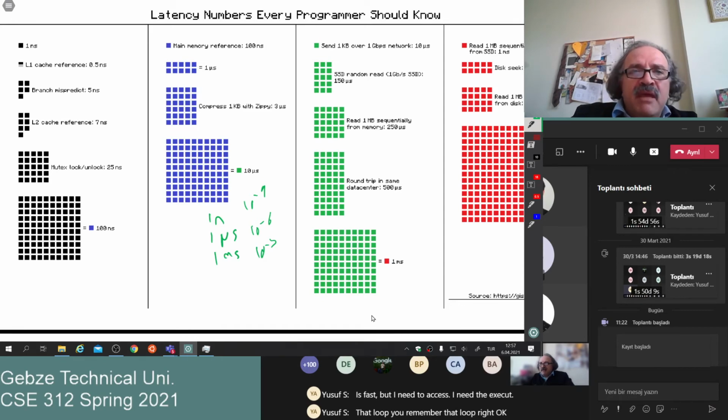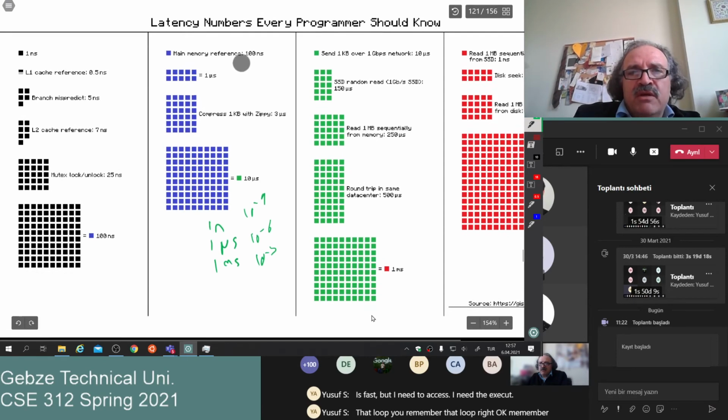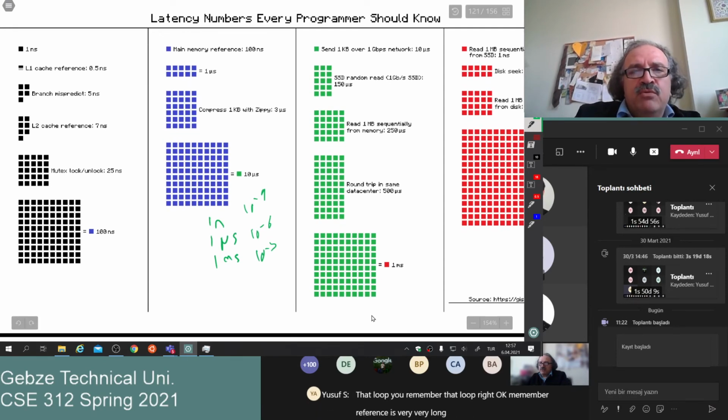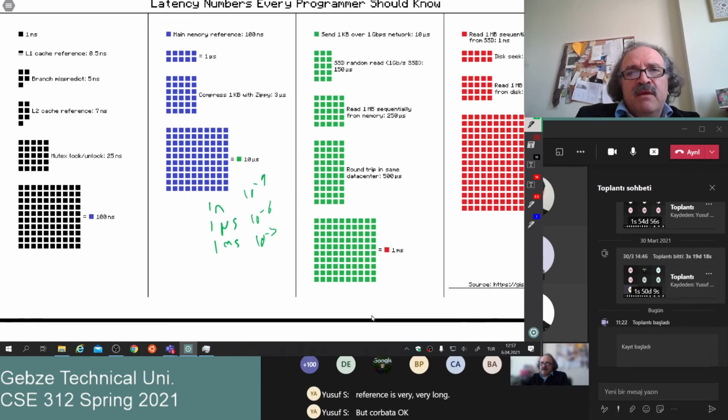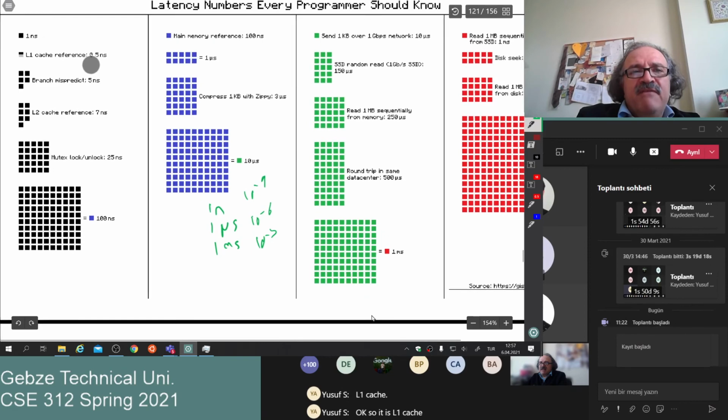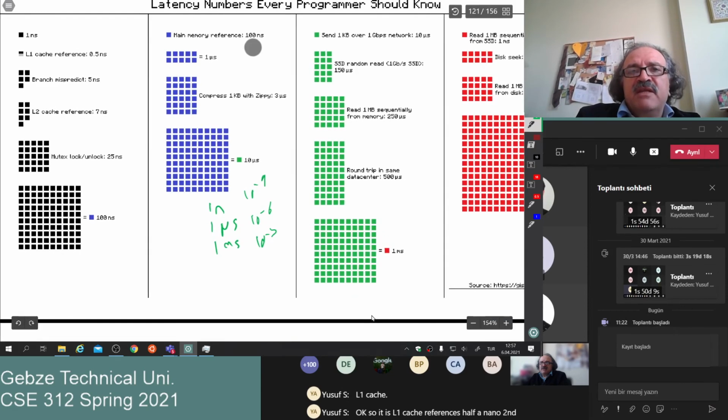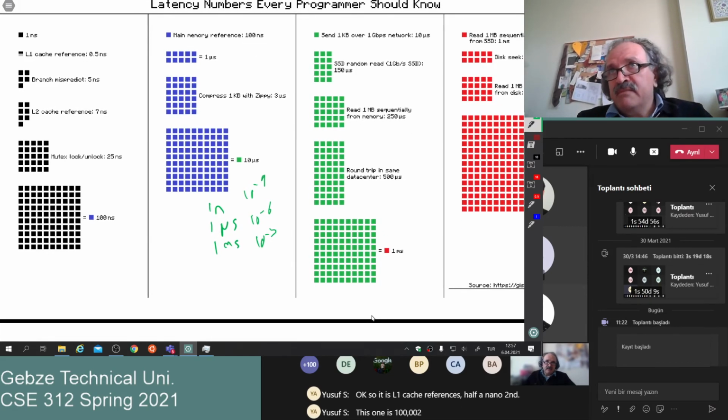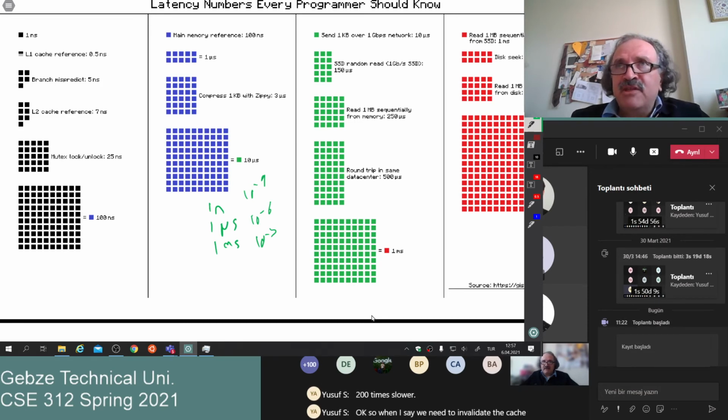Okay. Main memory reference is very, very long compared to accessing your L1 cache. Okay, so L1 cache reference is half a nanosecond. This one is 200 times slower.